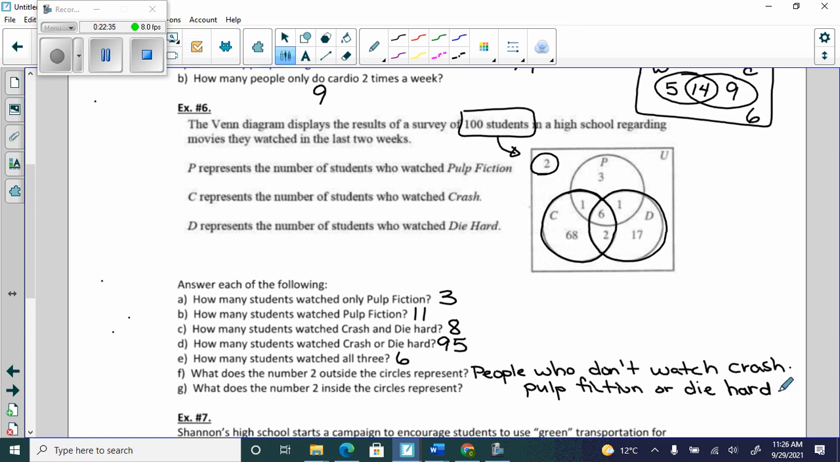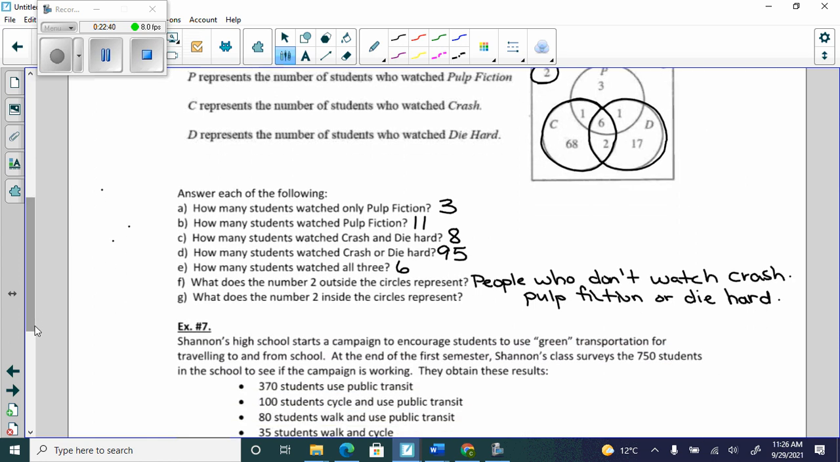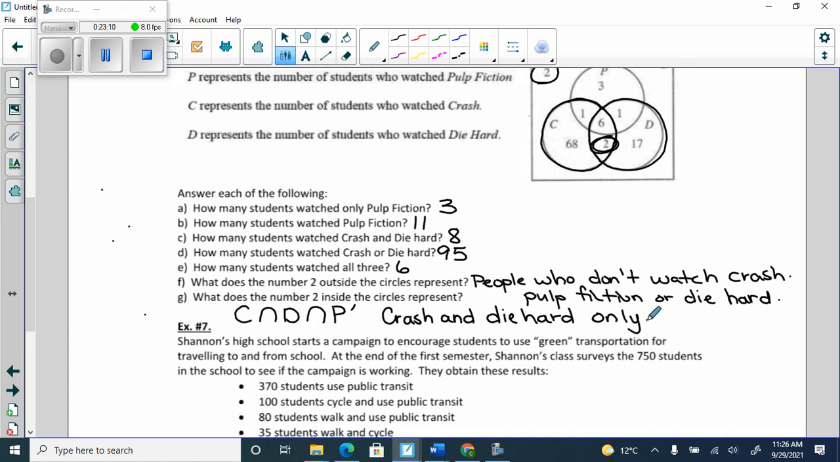What does the 2 inside represent? Crash and Die Hard, but not Pulp Fiction. This 2 here represents Crash and Die Hard, but not Pulp Fiction. So I could write it like that. Or I could say Crash and Die Hard only. I could just write Crash and Die Hard only too, right?